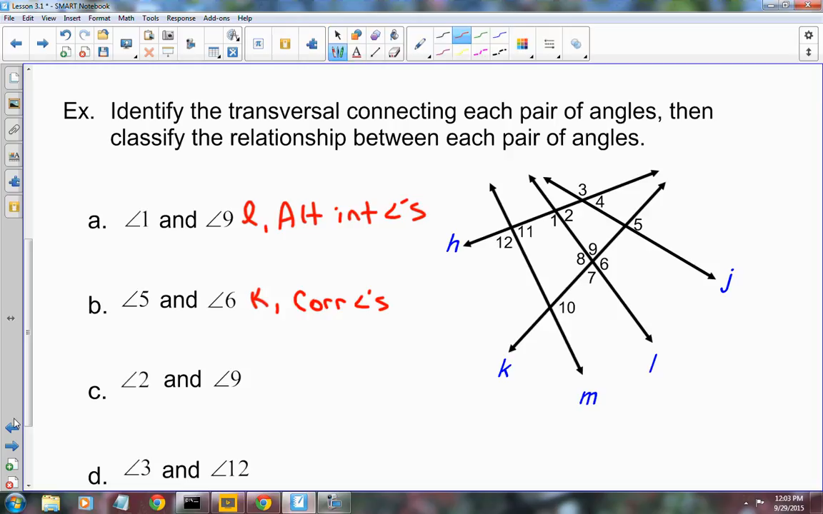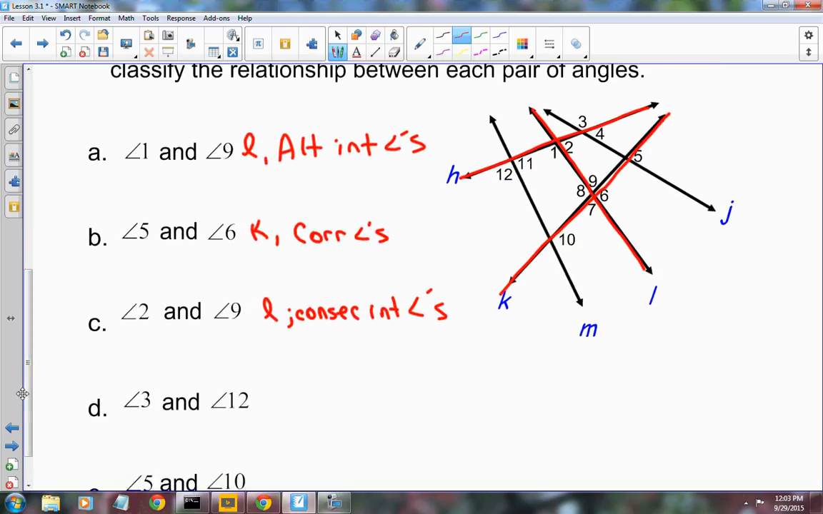Okay, next one is 2 and 9. So I need this line here, I need this line here, and I need that line there. What's my transversal going to be? L, and so what kind of angles are 2 and 9? Consecutive interior. And I'm fine with you guys using abbreviations, that's fine. Consecutive interior.